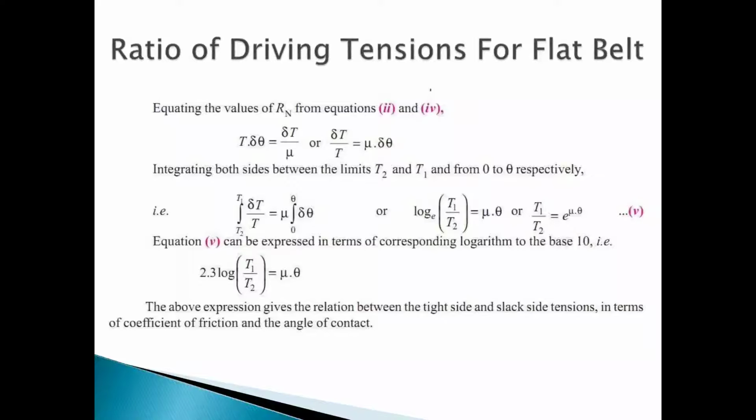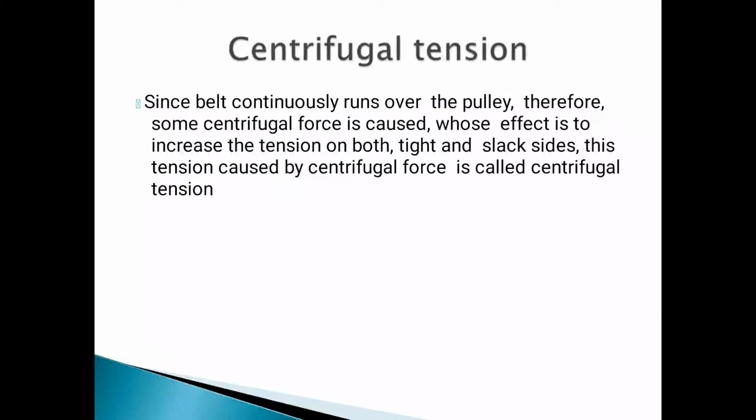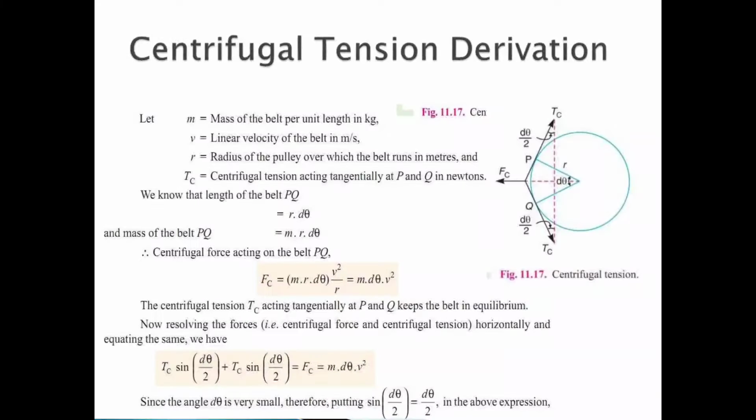The above expression gives the relationship between tight side and slack side tension in terms of coefficient of friction and angle of contact. Centrifugal tension: since the belt continuously runs over the pulley, some centrifugal force is caused, whose effect is to increase the tension on both tight and slack sides. This tension caused by centrifugal force is called centrifugal tension.